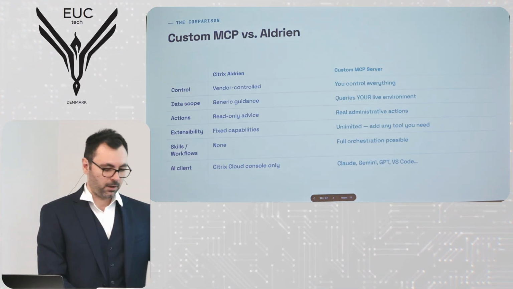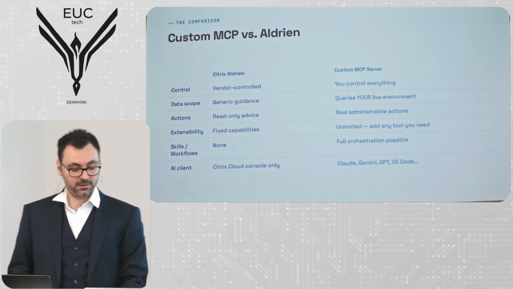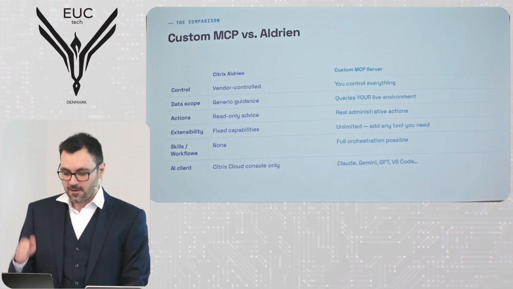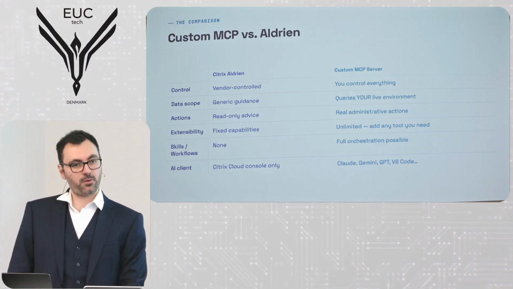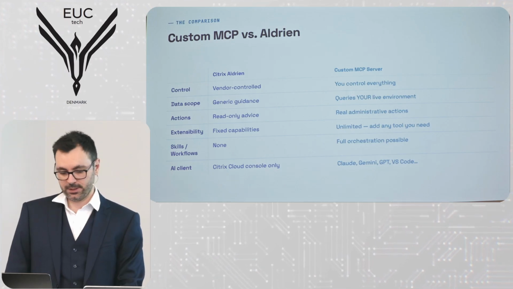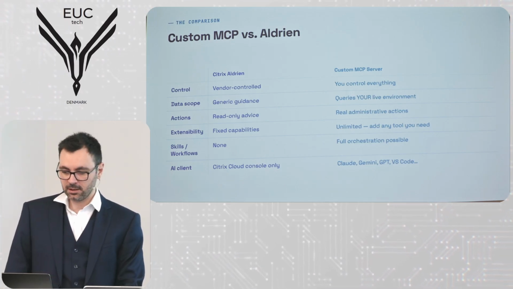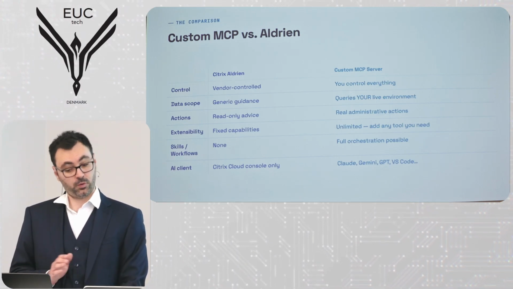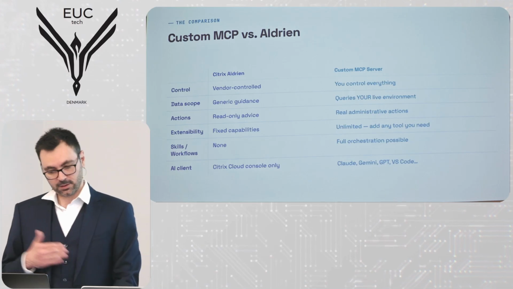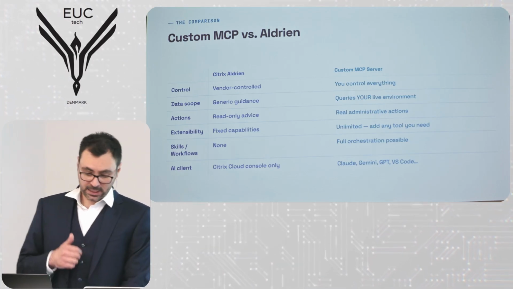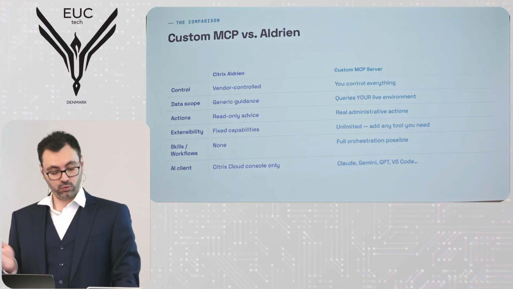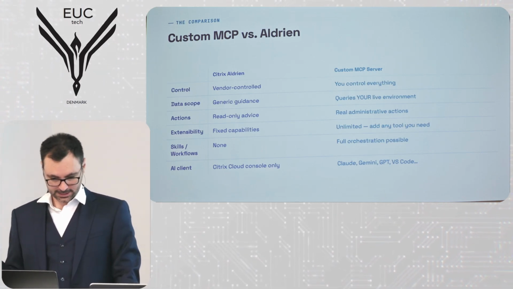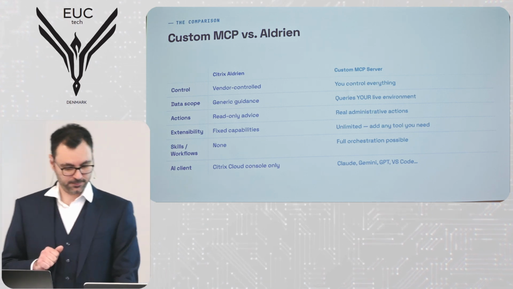So this on one side: Adrian, vendor controlled, general guidance, read-only advice, fixed capabilities. And sorry for those that are on-prem, but you don't have access to it. And on the other side, your custom MCP server, where you control everything, that queries real data and takes real action. You can extend it with any tool you want, and you build skills for your specific workflows. If you don't know what a skill is, we'll see in a minute.